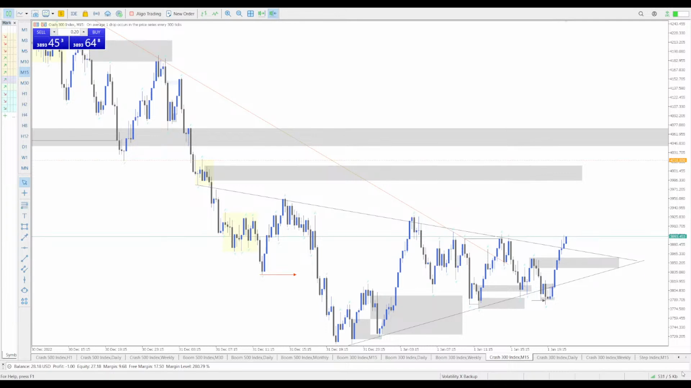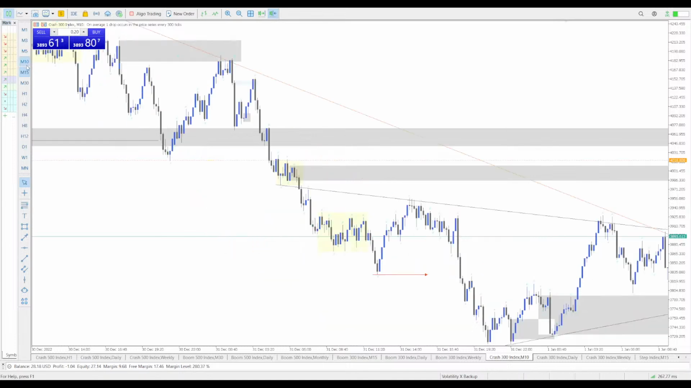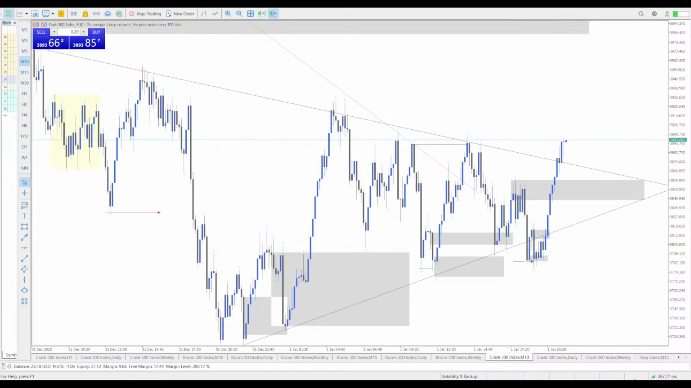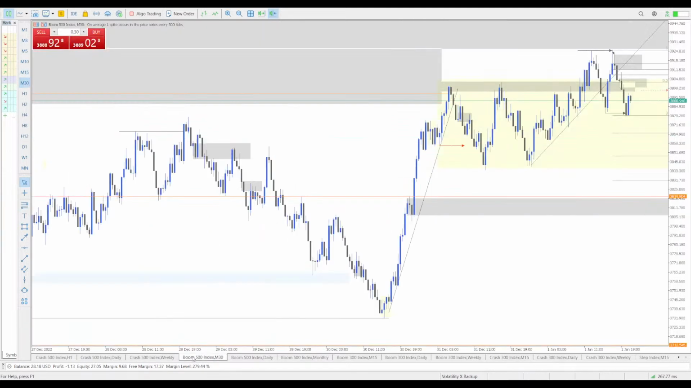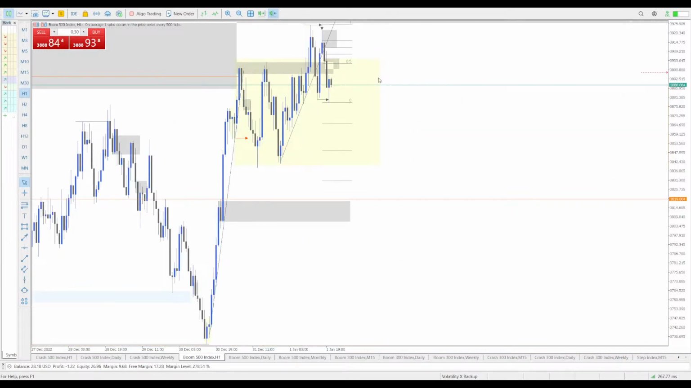So by 10:30 I want to see price retrace back into this zone, then buy up all the way, right? But this is the trade I'm waiting for. So I don't want to set, let me see it on a higher time frame.